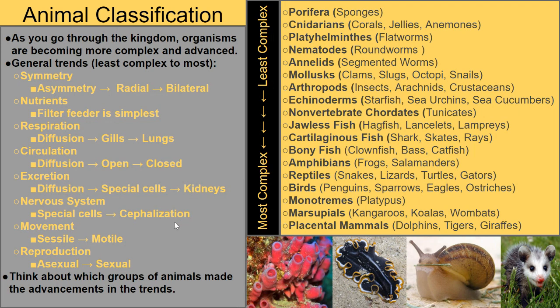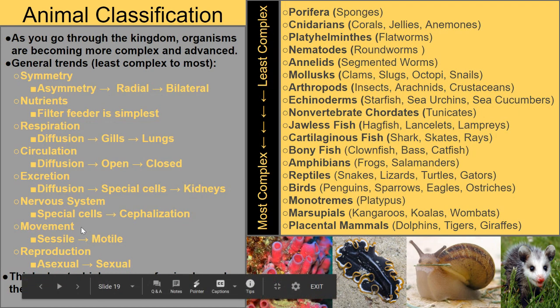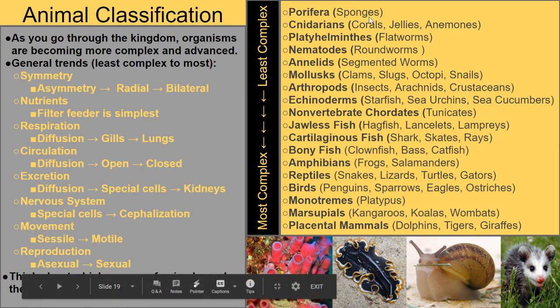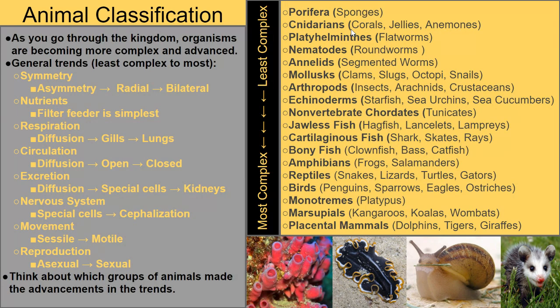Next way to categorize organisms is through their movement. They can be either sessile or motile. That means that if they're sessile, they do not move. They're stuck in one place, like a sponge is stuck in one place, and corals, which are a type of cnidarian, are stuck in one place. They're sessile. Our more complex organisms are motile. That means that they can move to do things like hunt and reproduce and respond to their environment. If they're motile, they can move.